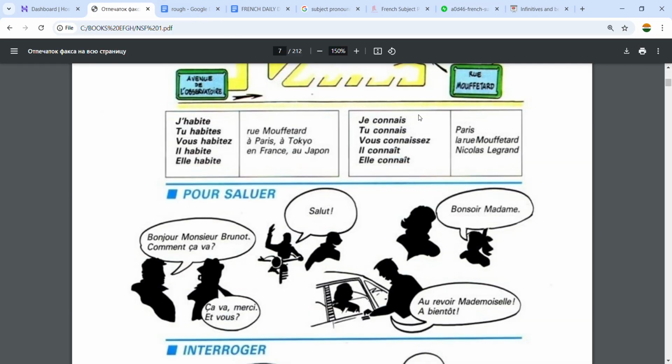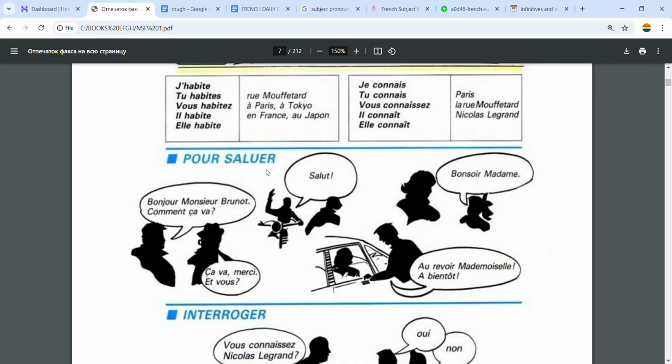Fine, so this part is done. Now pour saluer, which means to salute. Salute means greeting. You can repeat after me.